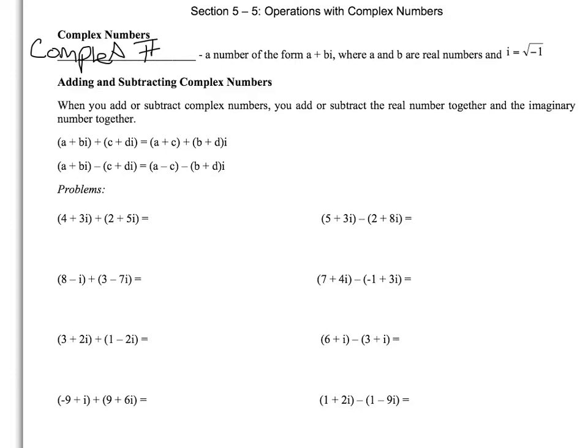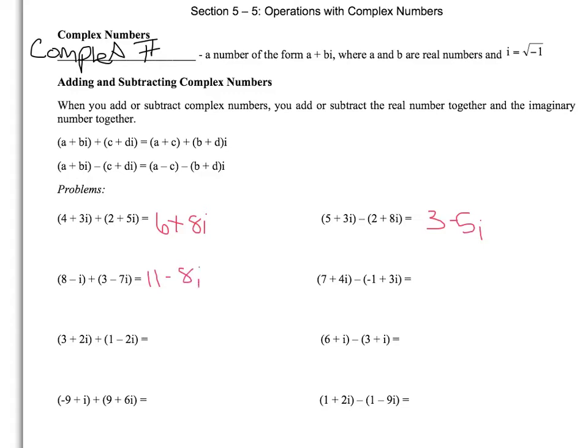Let's practice. First one we have 4 plus 2 is 6. 3i plus 5i is 8i. You don't try to combine it, that's it. Moving over to the right, with the subtraction, just be careful. 5 minus 2 is 3. 3i minus 8i is negative 5i. 8 plus 3 is 11. Negative i plus negative 7i, just be careful, it's negative 8i.